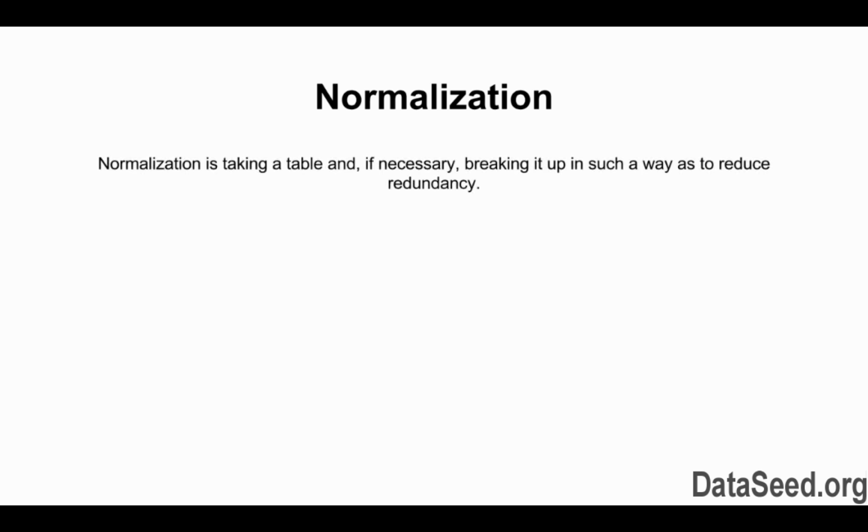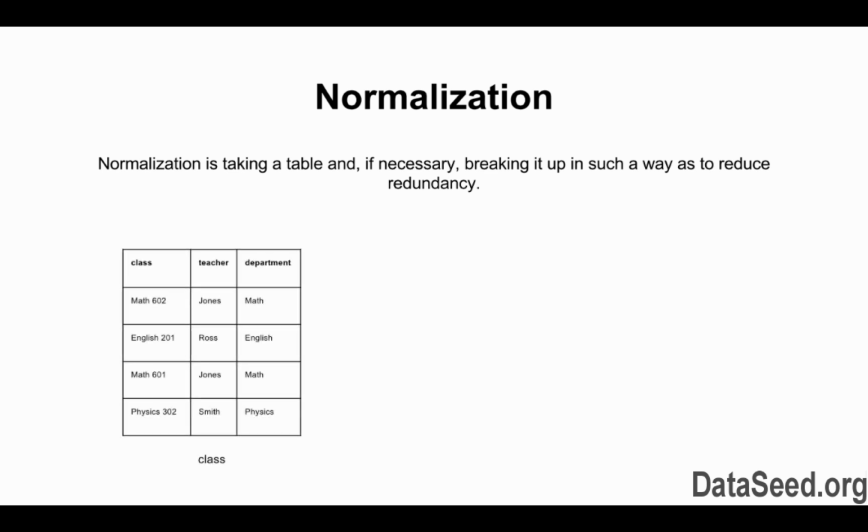Let's take a brief moment to talk about normalization. I plan on creating a separate lesson just for normalization in the future, but here we'll say that normalization is the process of taking a table and, if necessary, breaking it up in such a way as to reduce redundancy. Take a look at the following table: class. We have class, teacher, and department attributes. However, if we look closely, teacher and the department has redundant data. That is, Jones and her associated department is repeated on records 1 and 3.